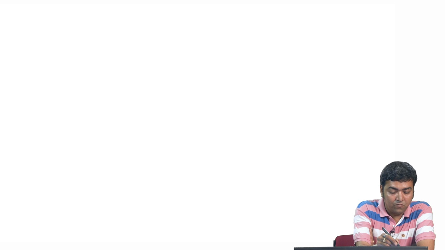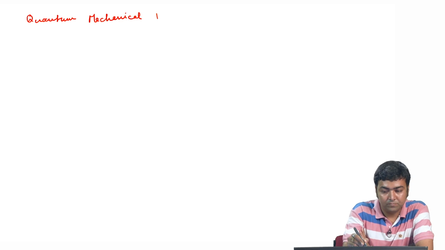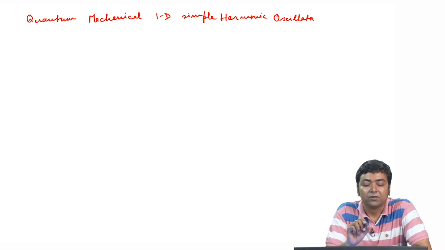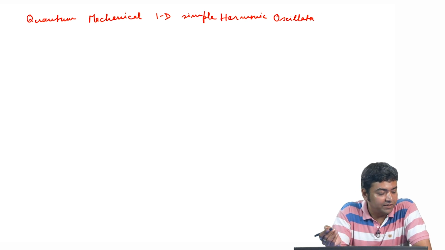So, now what we will do is we will take an example. The example that we are going to take will be the quantum mechanical one dimensional harmonic oscillator, simple harmonic oscillator. The reason I have chosen this system is because for this particular case one can solve the equations, and then one can find out the eigenvalues and the eigenfunctions analytically also.